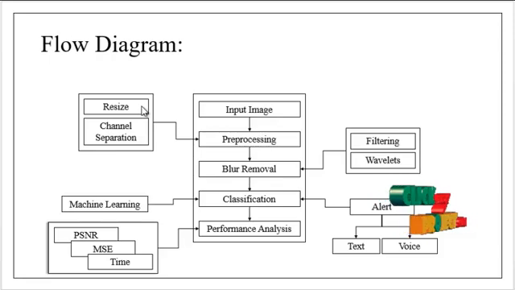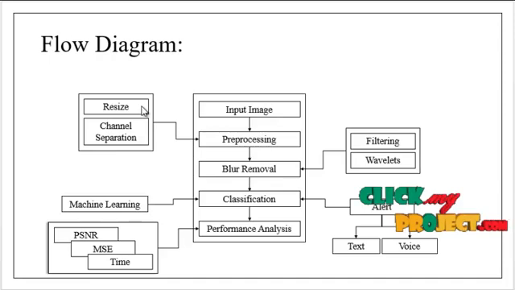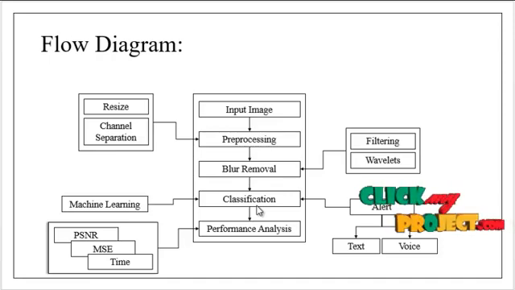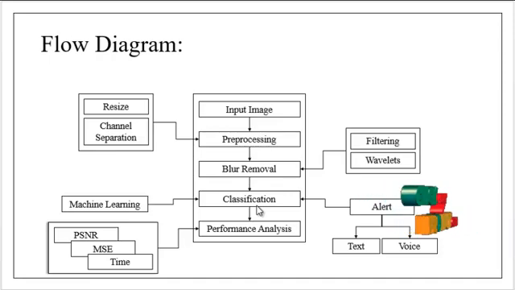After the blur removal part, the classification will be carried out. In this classification stage we have to detect the signboards. For example, whatever the signboard may be, whether it is a 30 km speed, 50 km speed or 80 km speed, the classification model should be able to recognize which signboard it is. Here we are using machine learning classification to detect the signboard recognition. After the classification, if the signboard is 30 km speed, the alert box will be displayed.